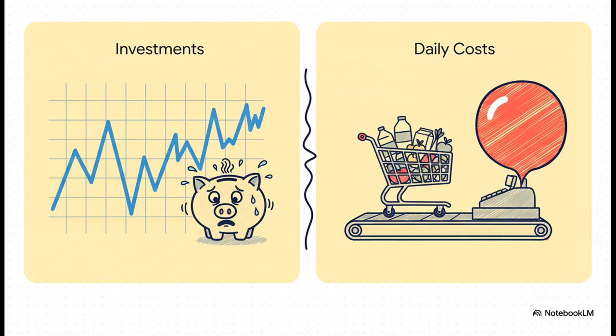And second, it's your daily costs. When conflicts mess with shipping lanes or trade routes, the whole supply chain gets squeezed. And what does that usually mean? Yep, higher prices at the grocery store. Suddenly, your paycheck just doesn't stretch as far as it used to.